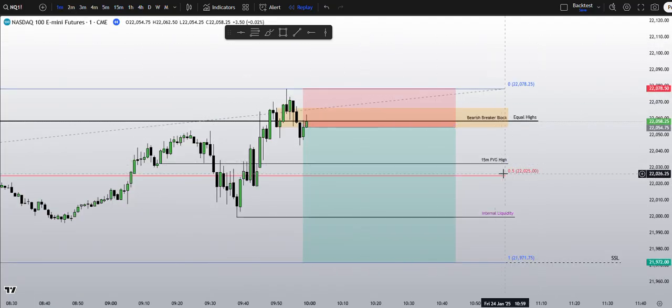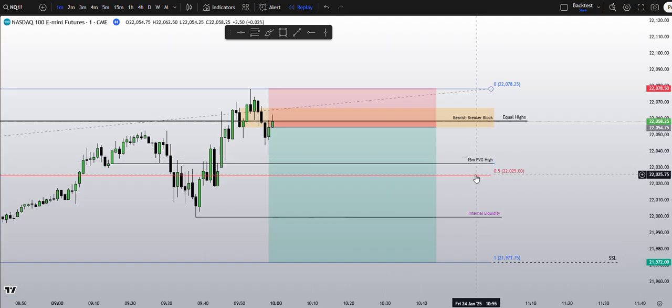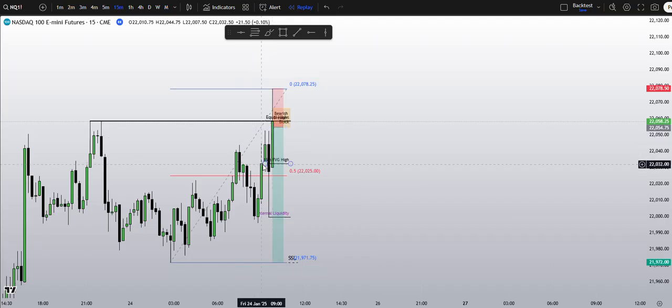Here are two places alongside the midpoint. You can also take partials. So since one is very close to the other, you can decide which one you're more comfortable with. Do you want to ride it out to the midpoint, or do you want to take partials at the 15-minute fair value gap high? Both are suitable take profit levels.